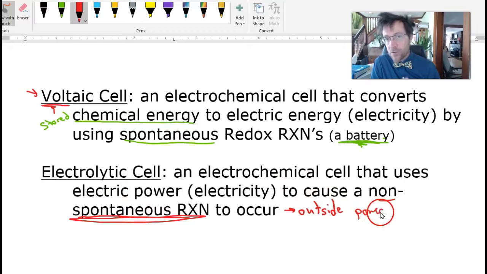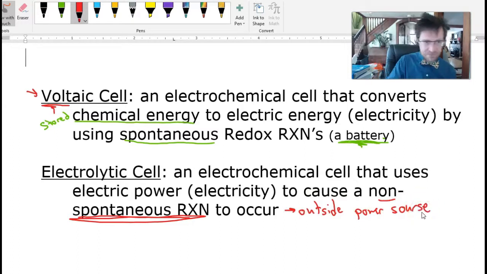It is very important for you to lock in that this is an outside power source. Is it SE? I don't know. SC, who cares? Tomato, tomato. So an electrolytic cell would be like, here's the thing. It's all about the setup.